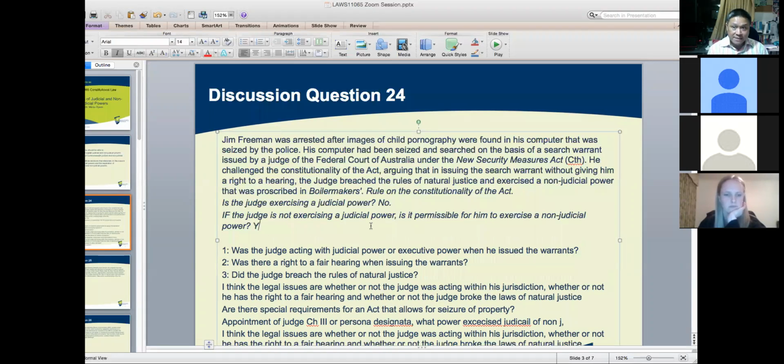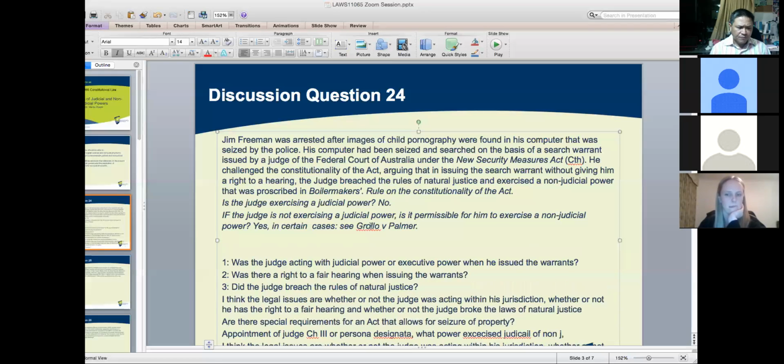The answer is yes, in certain circumstances, according to Grollo versus Palmer. One is when it is with his consent under the persona designata doctrine. And second, when the exercise of non-judicial powers by a federal judge is not incompatible with his functions. Okay, so I'm just doing it quickly. Yes, in certain cases. So that's Grollo versus Palmer. Okay, so far?